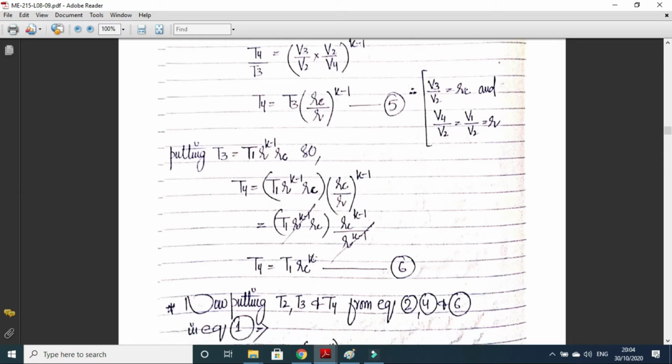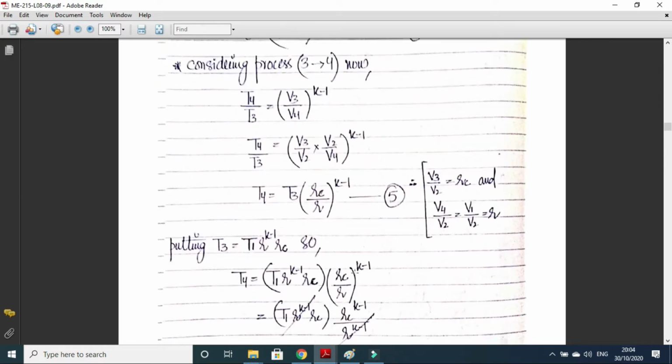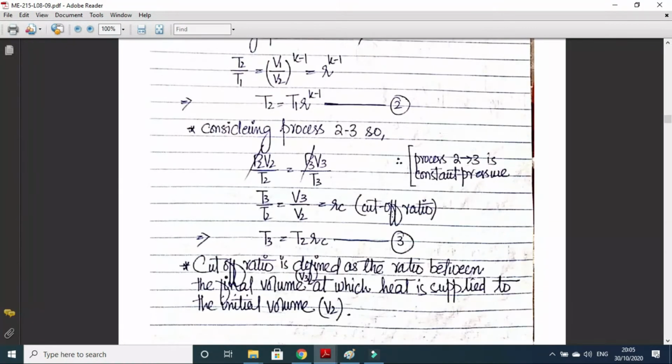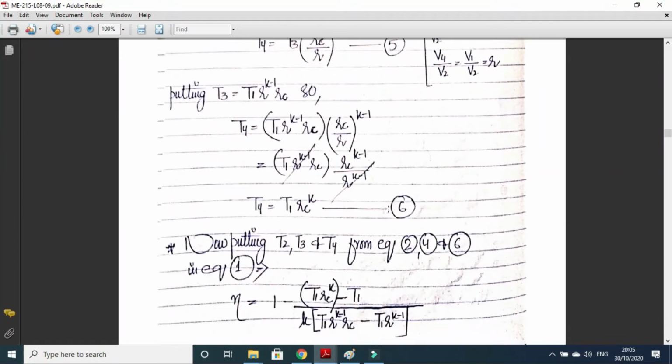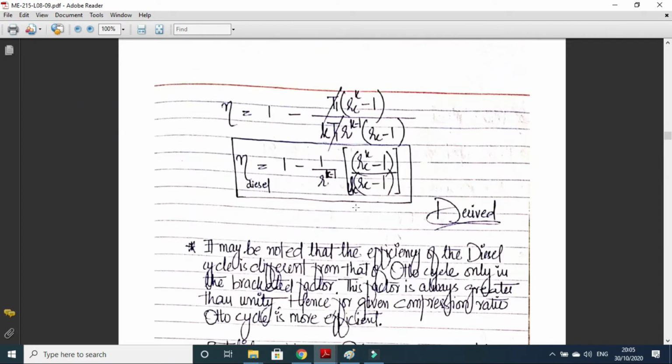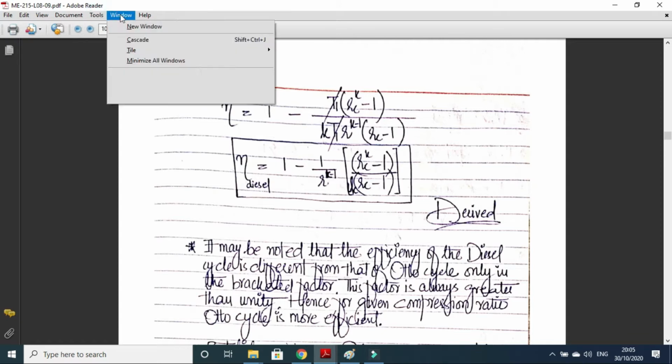Now we can put the values of T2, T3 and T4 from equation 2, 4 and 6 in equation number 1. Equation number 1 was this. So we can put the values. Now we can take T1 common, and so T1 will be cancelled out from numerator and denominator. Then we will be left with Rc to the power k minus 1, R to the power k minus 1, Rc minus 1. So this will be the formula for the efficiency of the diesel cycle.